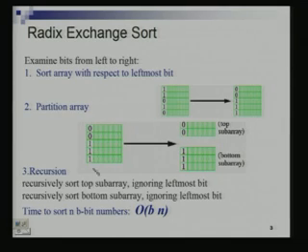So I claim to sort n b bit numbers, you will require order b n time. And why is this? Let us try and understand this. Can I write a recurrence for this? Can someone write a recurrence for this?